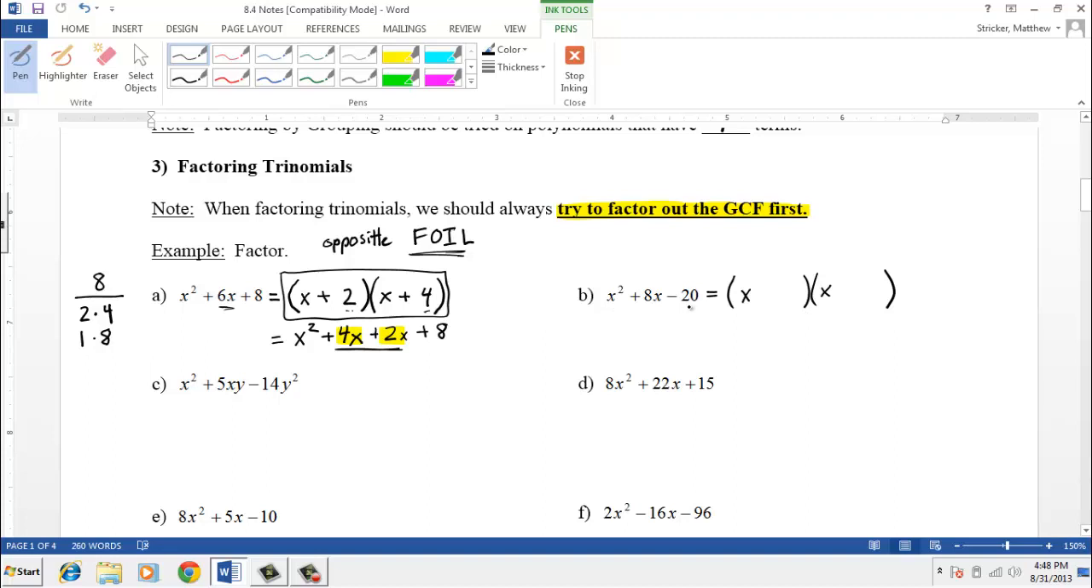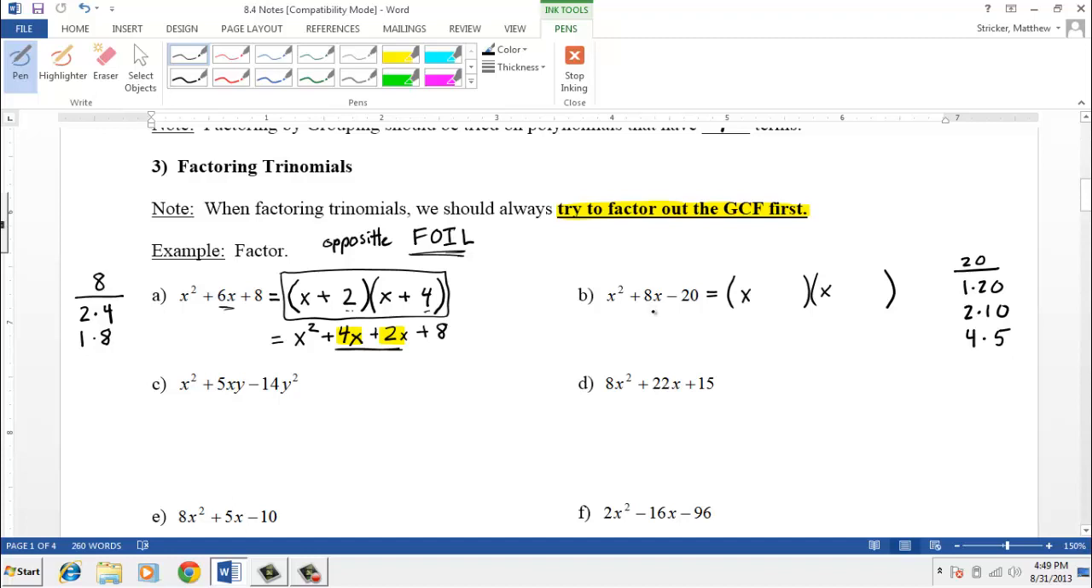Now we're looking for ways to get 20. So if I go ahead and write those over here off to the side, we have of course 1 times 20, we have 2 times 10, and then the last way to get this is 4 times 5. Now remember, we needed two things to multiply to give 20, but also add to give us 8.